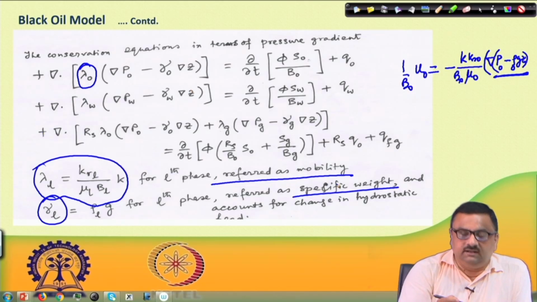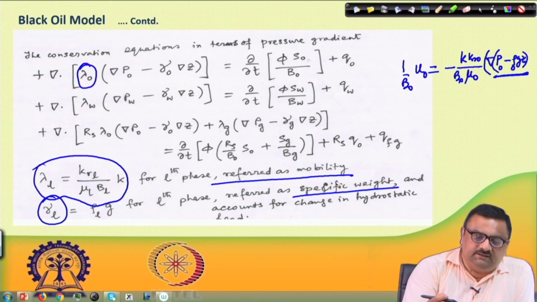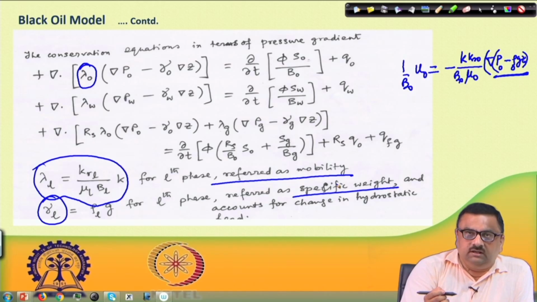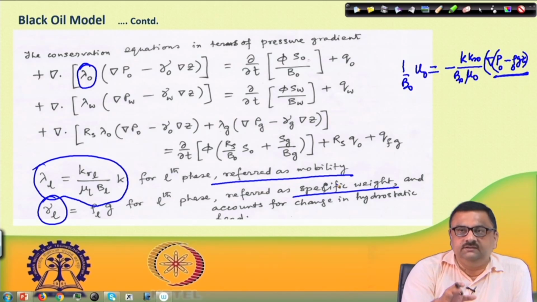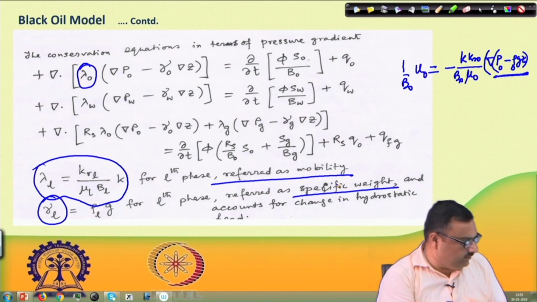So, now you can see there are basically 6 unknowns: PO, PW, PG and SO, SW, SG. These are the 6 unknowns one has, because BO, BW, BG, the formation volume factors, and RS, the solution gas oil ratio, these would be known a priori. That is the understanding. This has to be tested in the laboratory, and one has to find out.